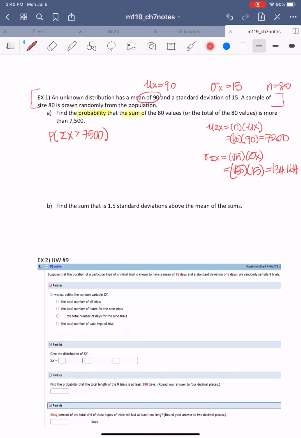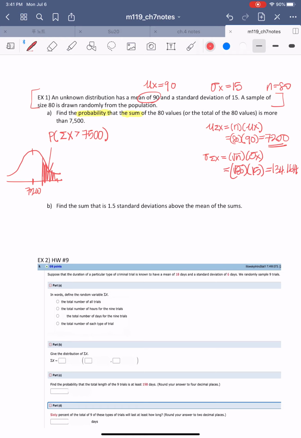Okay, so this is what's going on. You have a normal distribution. Mean is right in the middle, 7,200. I'm looking for 7,500 and more. I'm expecting the probability value to be less than what? 0.5 for sure, because I'm not even shading half of the curve, right?